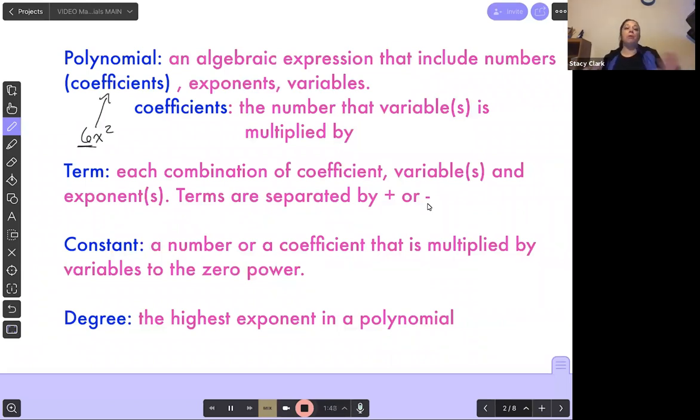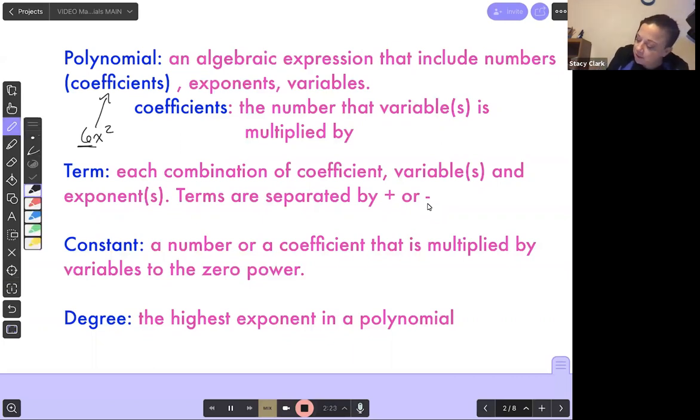Okay, now some other important terms. And on this page, the important math terms, or math words, sorry, that we're learning today are in blue. So the second word that we have here is term. And a term is basically a combination of coefficients and variables and exponents that are separated by plus or minus signs. So basically, a term consists of numbers and variables that are being multiplied or divided by each other. There's no addition or subtraction that's going on.